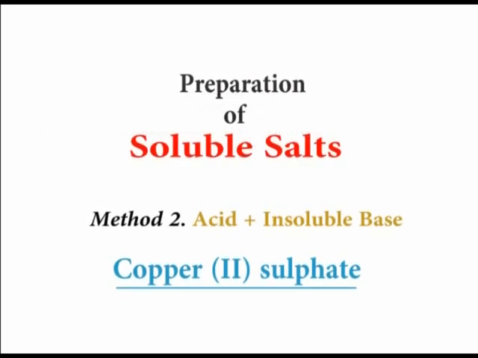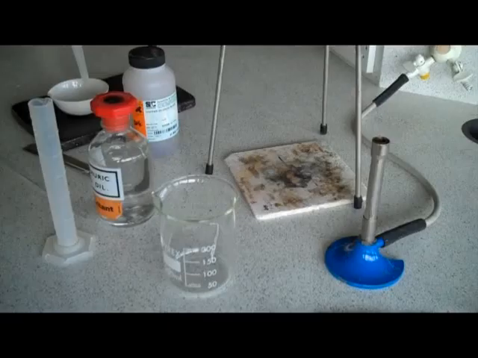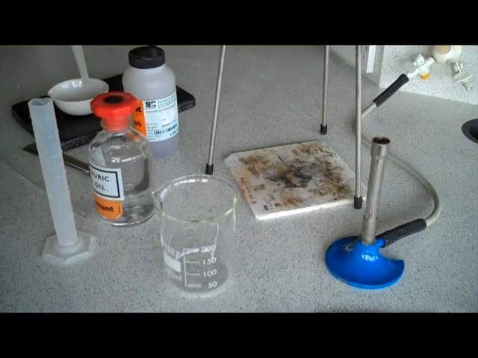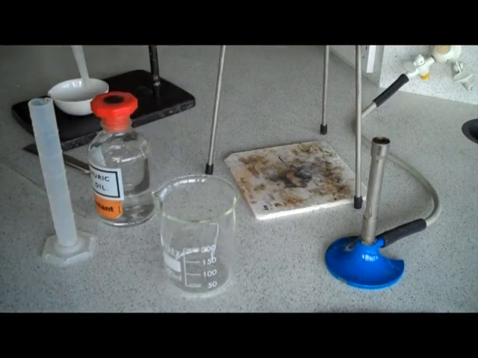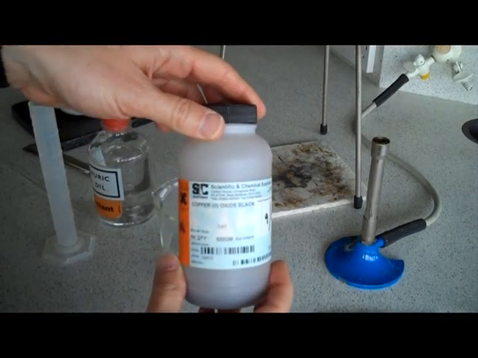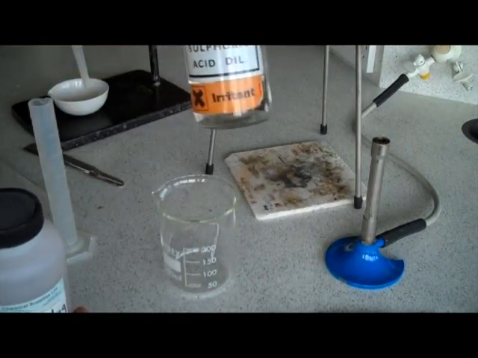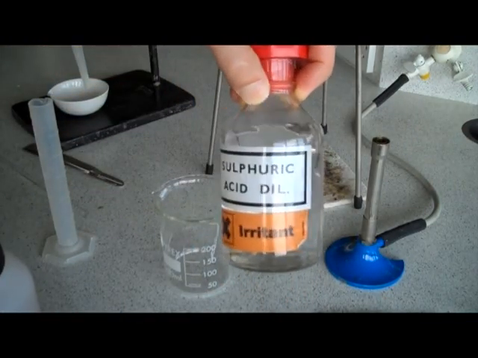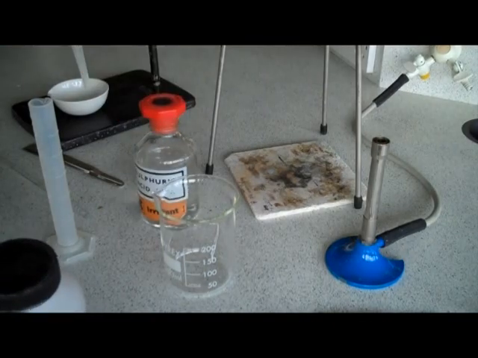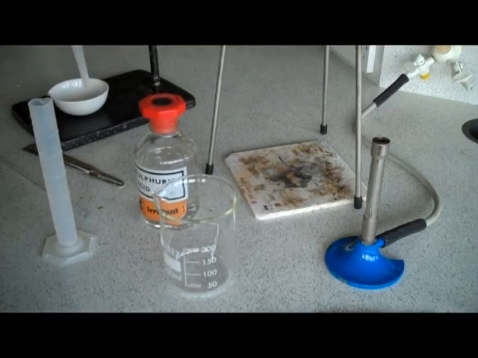Now, the next method is the reaction of acids with insoluble bases. We will make copper(II) sulfate from copper(II) oxide and sulfuric acid. In this experiment, we will make a soluble salt from an insoluble base, in this case copper(II) oxide, and an acid, here sulfuric acid. Sulfuric acid must be handled cautiously, and keep away the excess of it if you are not using it.